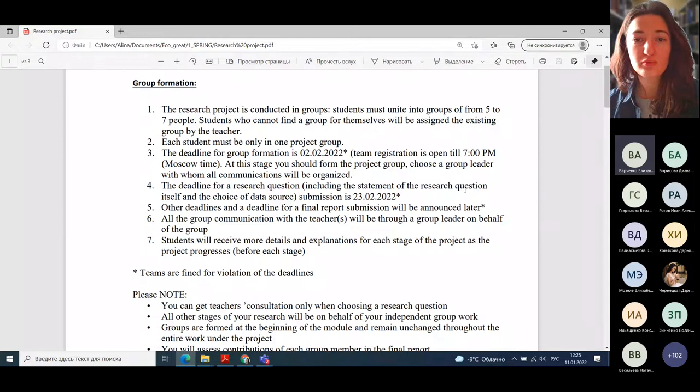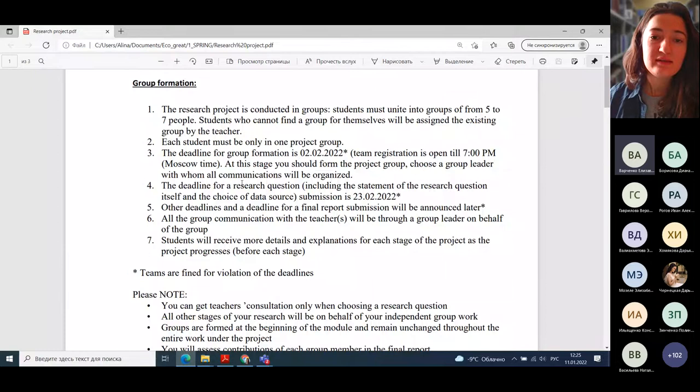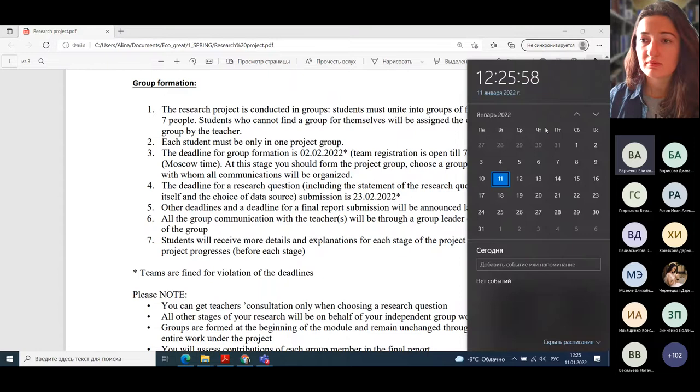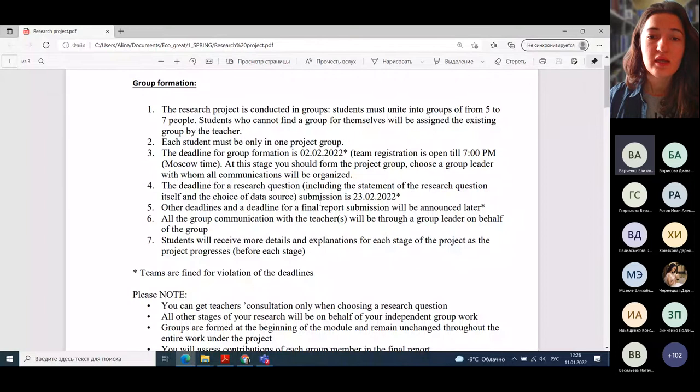After this, there will be the second deadline when you need to find and formulate your research question. And again, you have more than 2 weeks. You have 3 weeks for this stage. Okay? Before each stage, I will send you messages and letters with the details.